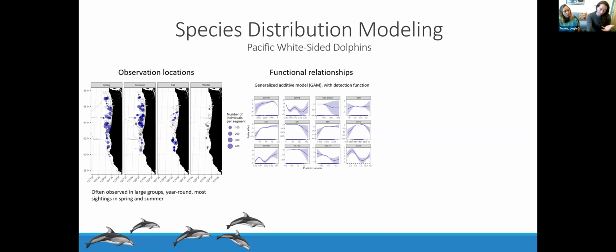So then we can build these distribution models and get at these functional relationships. And without worrying about what the alphabet soup of acronyms are, each of those is a different environmental variable and its influence on the density of these Pacific white-sided dolphins. So this can help us interpret where the animals are or what's driving their distribution patterns. From this we can learn things like Pacific white-sided dolphins have higher densities in areas near the shelf edge with warmer temperatures and less stratified water column.